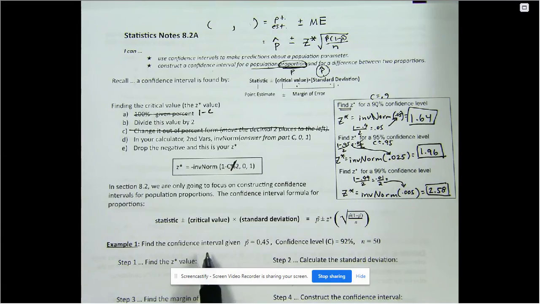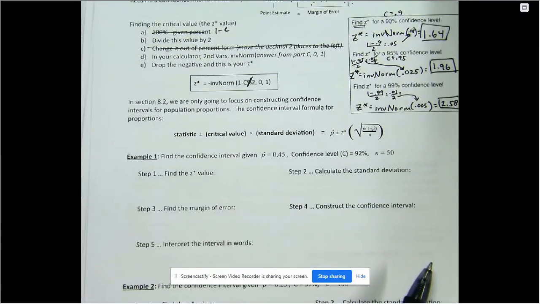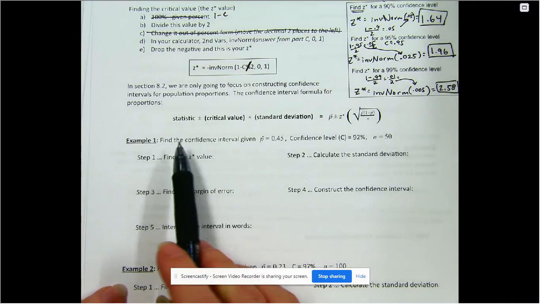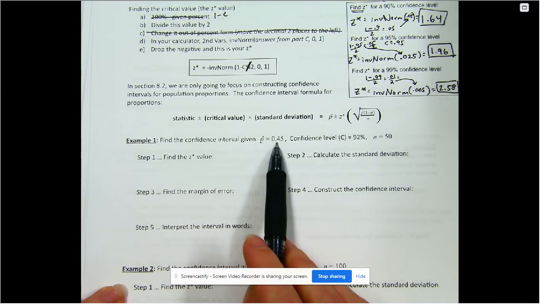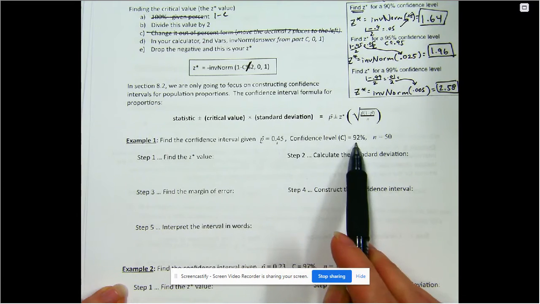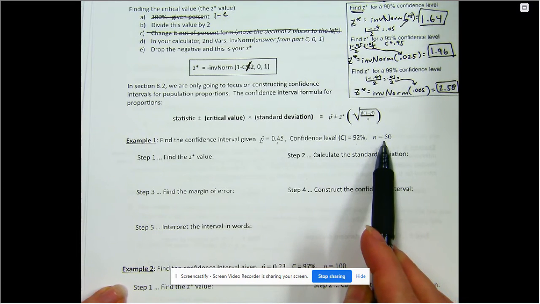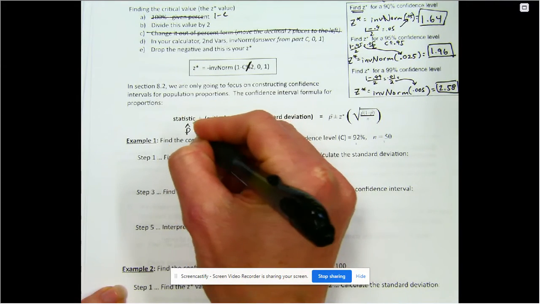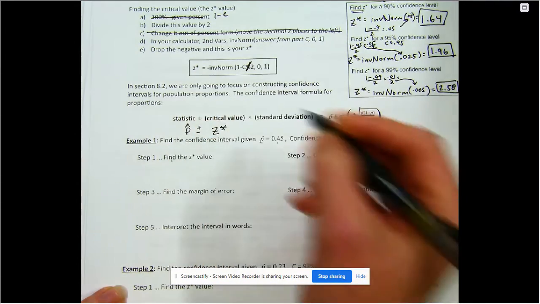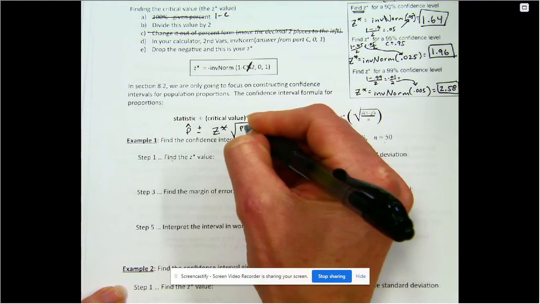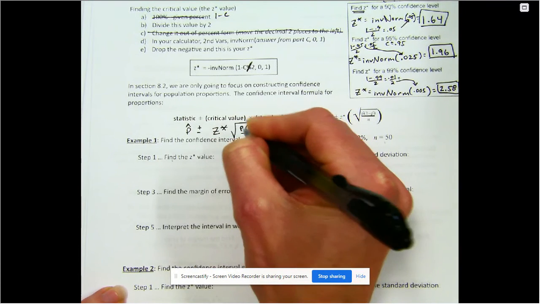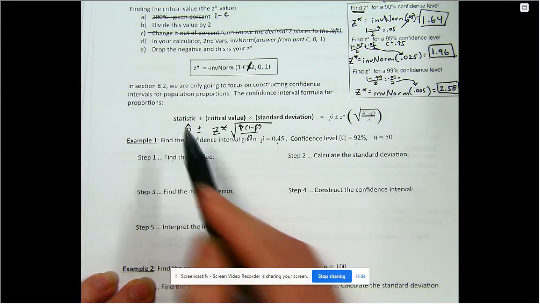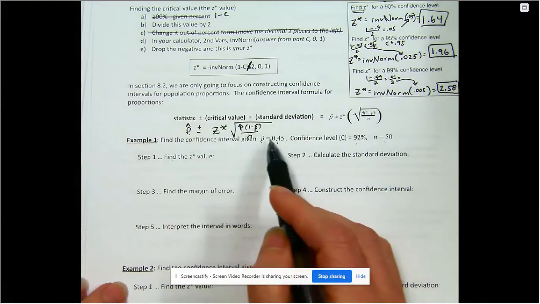let's go ahead and calculate an entire confidence interval. We are given a point estimate of 0.45, a confidence level of 92%, and a sample size of 50. Our first step, because we have p hat plus or minus z star times the standard deviation, which is the square root of p hat times 1 minus p hat divided by n. Our p hat, they just told us, is 0.45.